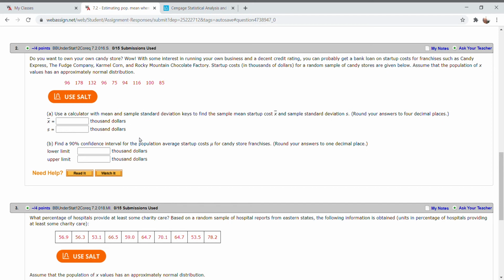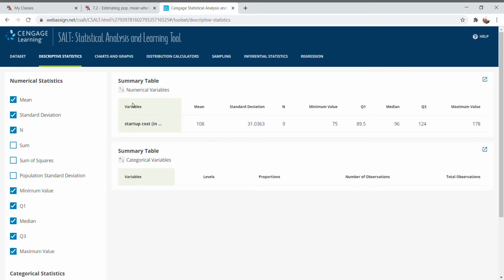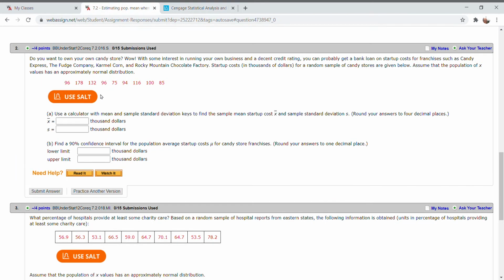Notice there's not a cutoff or an E in this one. We've got to be careful. Now to get X bar and S, we're going to open these up. Your table is populated with those values. Descriptive stats. And we're going to need to get the mean. And that's our X bar.